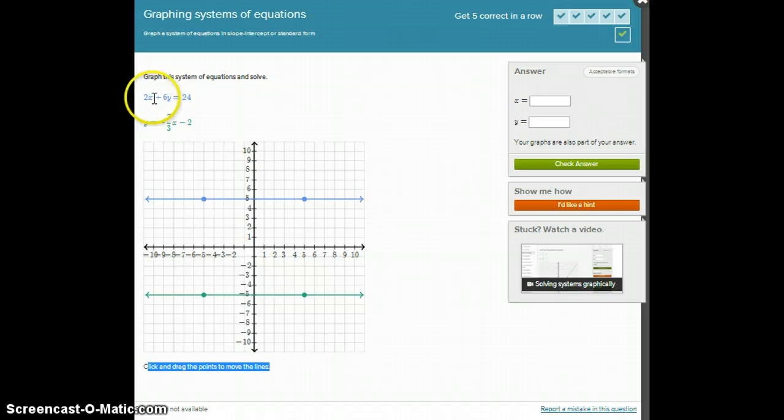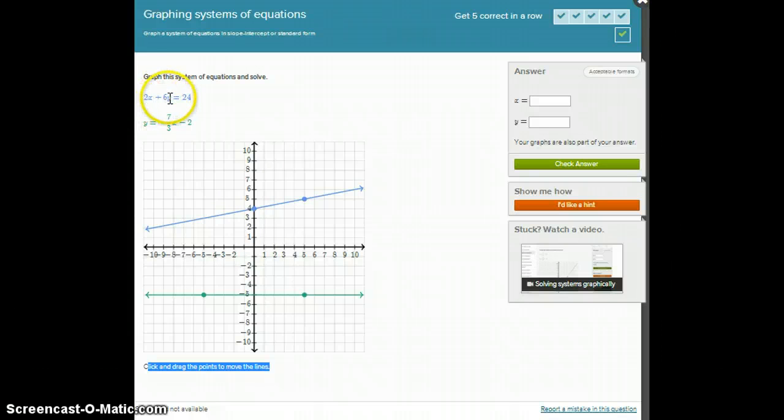So 2x, notice here, if x is 0, what's going to happen with y? So pretend that x is 0, so 2 times 0 disappears, and 6y then equals 24. Therefore, y will simply be 24 divided by 6, or 4. So the first point is (0, 4). So we can drag this point right here: (0, 4). This is the y-intercept.